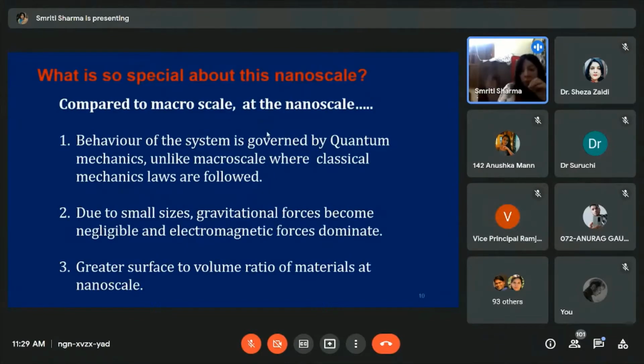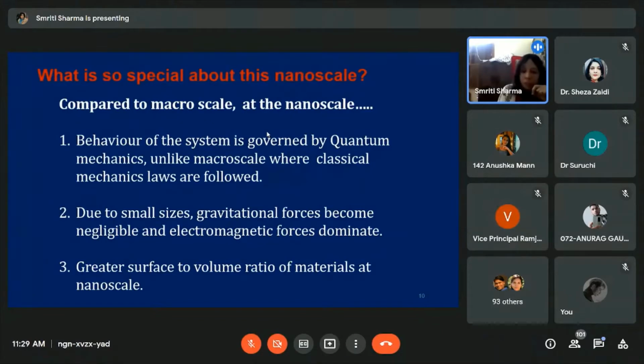Then we have to understand some theoretical background. I have to give you that, and after that, I'll discuss the applications. We have to understand what is special about the nanoscale. At the nanoscale, three things happen. First, your teachers also must have told you that quantum mechanical laws will be followed, not the classical mechanics laws, because it is a nanoscopic system. So quantum mechanics would be ruling. Second, sizes are very small, so gravitational forces become negligible. That is very important to understand. And now electromagnetic forces dominate.